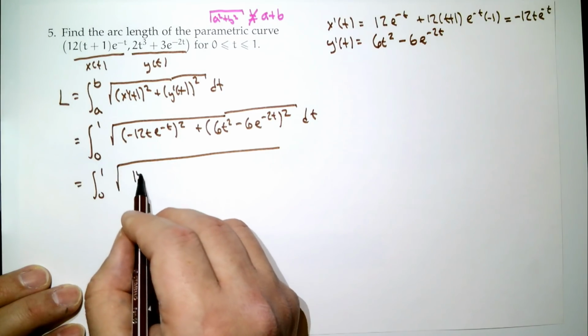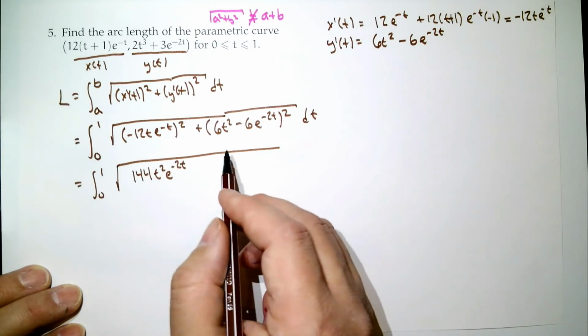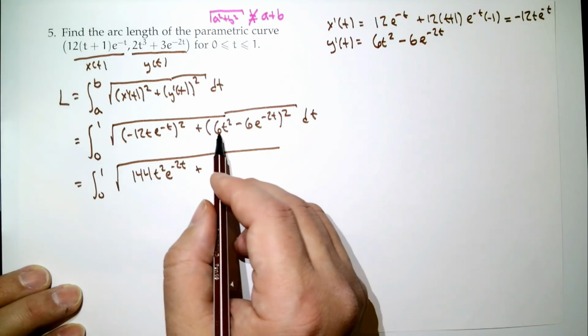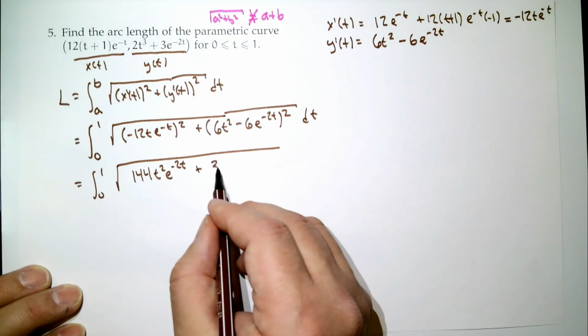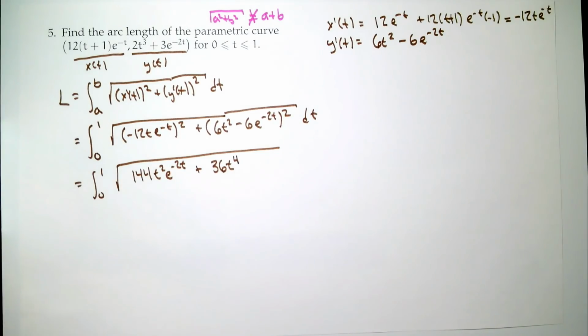So that's 144 t squared e to the minus 2t. Plus, all right, here 6, I square that, it's 36 t to the fourth, which I can maybe write as t squared squared. Now we'll see what happens.